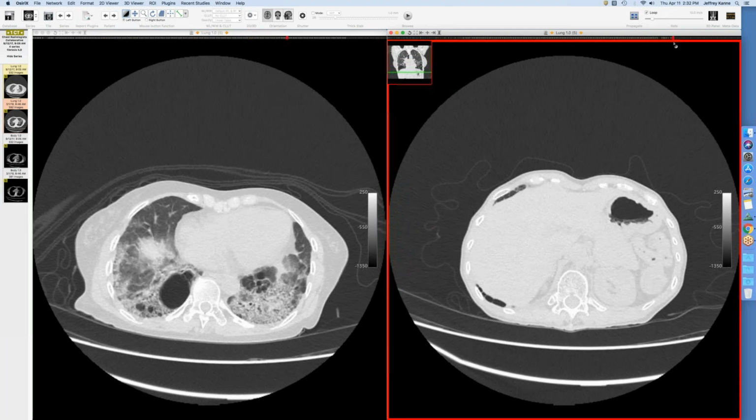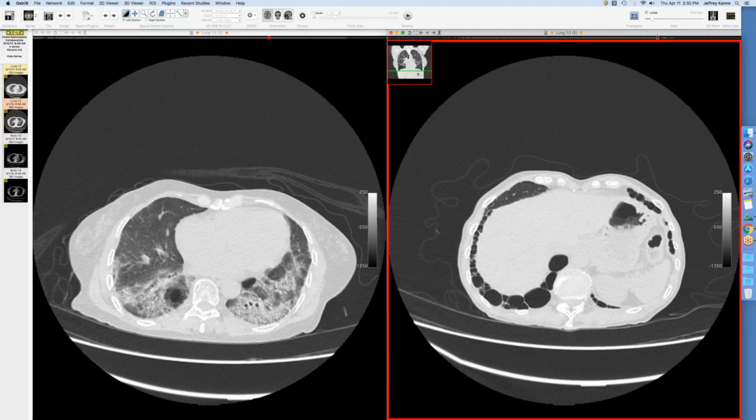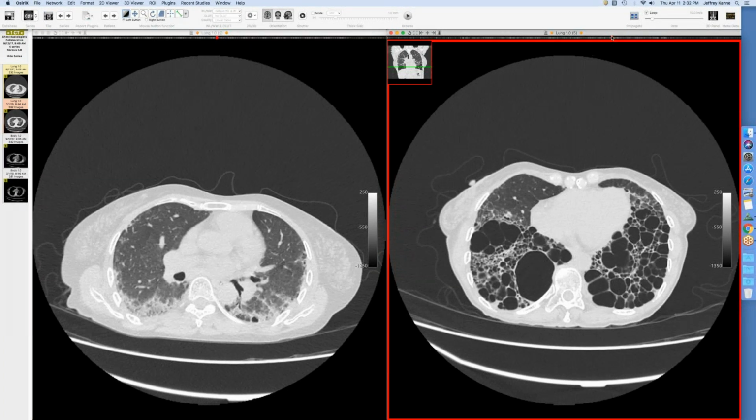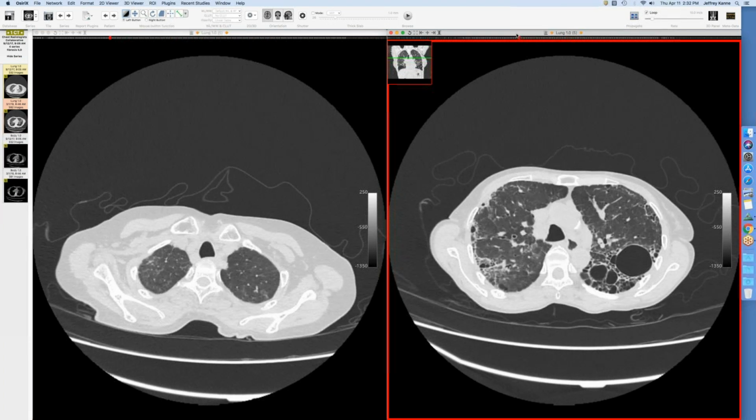But they were present. You can see they were present 18 months earlier, but they've really just taken off. So it was a cool case, but I can't recall seeing something like this before. And it's striking how the lung volumes actually got larger.